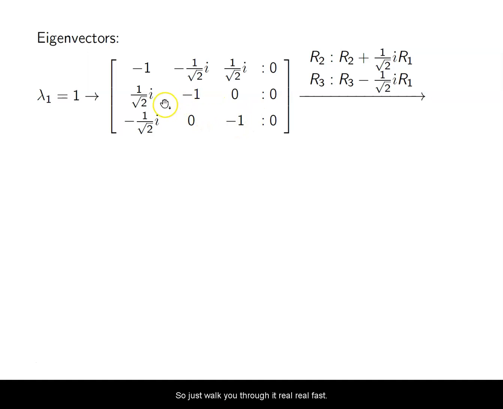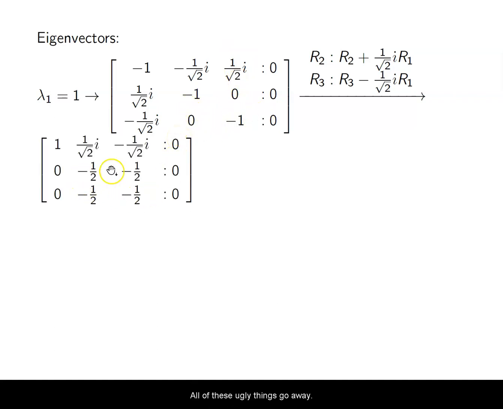So just to walk you through it real fast, R2 will have a negative 1 plus 1 over root 2i times this thing. So I'm really just squaring it. It'll turn into a negative 1/2 times i squared. So this will actually turn into a plus. So I'm actually having negative 1 plus 1/2. This is going to be 0 minus 1/2. The same thing is pretty much going to happen down here. So all of these ugly things go away.